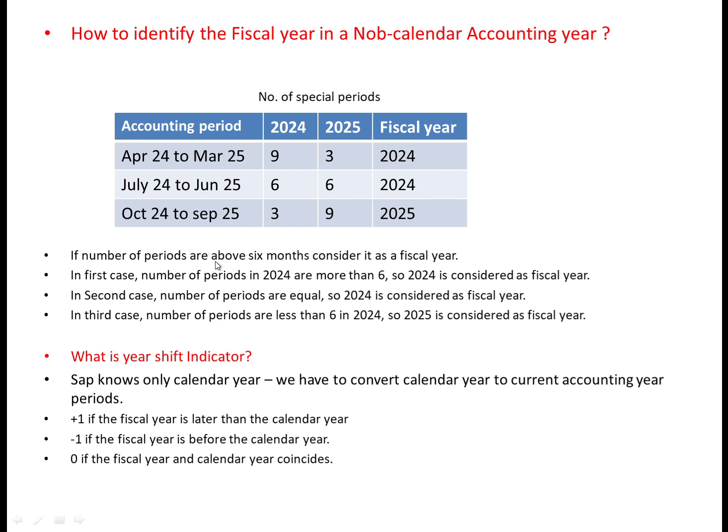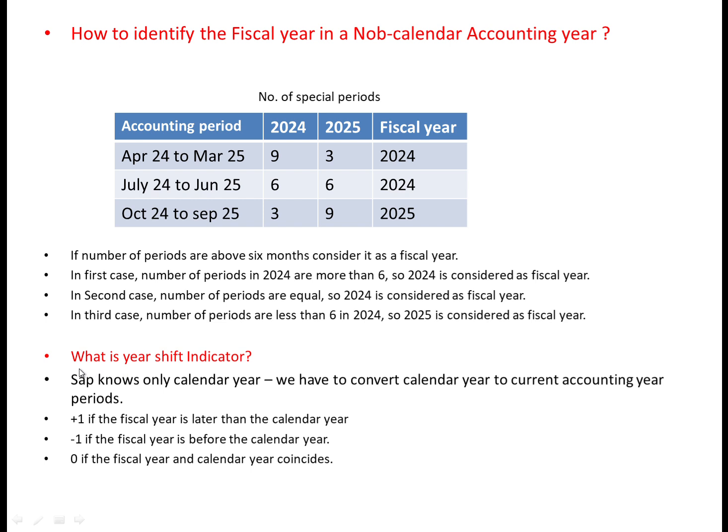In this case, the rule will be applicable: if the number of periods is above 6 months, then it is considered as the fiscal year. So in this case, these are in the same year, so 2024 will be considered as the fiscal year. In the case of October to September, October, November, December are only 3 months, and from January to September there are 9 months, so 2025 is considered as the fiscal year. You guys got the point?